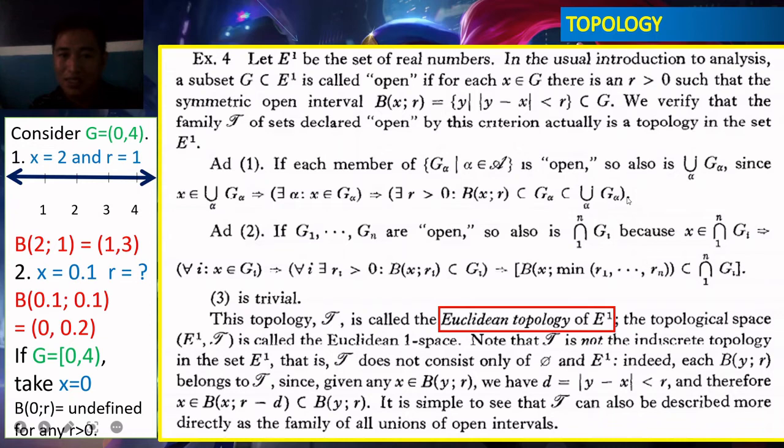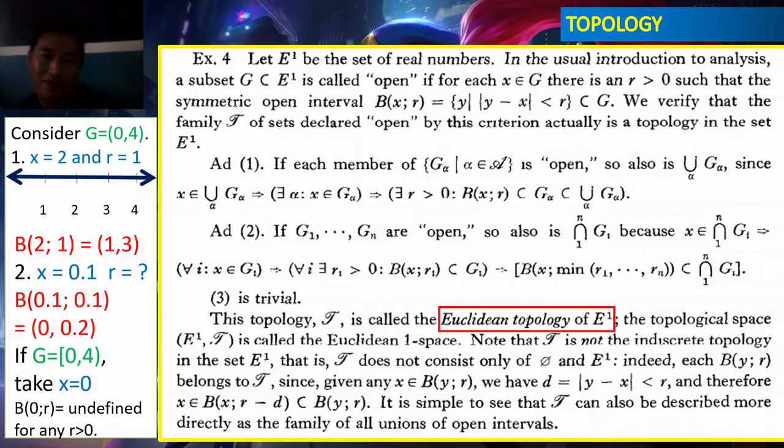As you can see, class, we started with X an element of the union of the G alphas, and then we saw a ball, an open interval, that is a subset of the union of the G alphas, which we take as our new G. Therefore, class, the union of G alpha for all alpha is open.